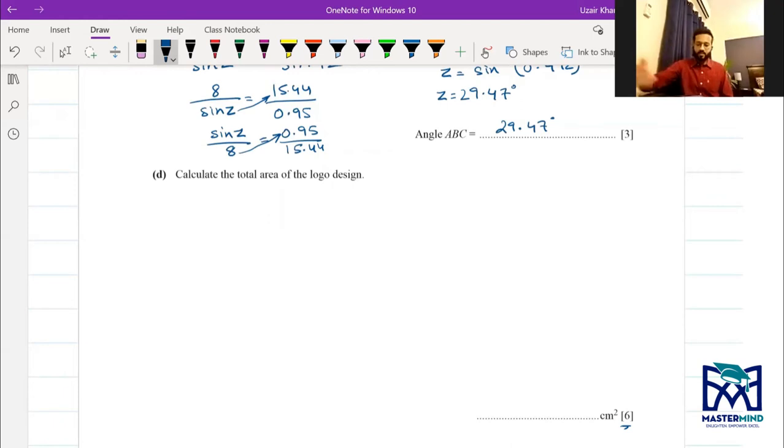So let's find the area of the first shape, which is the area of the sector. Area of sector, let me also label it accordingly, number 1. In order to calculate the area of the sector, you need the angle: theta upon 360 multiplied by pi r squared.